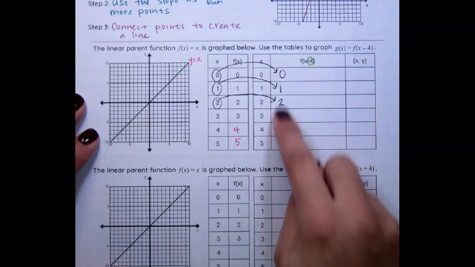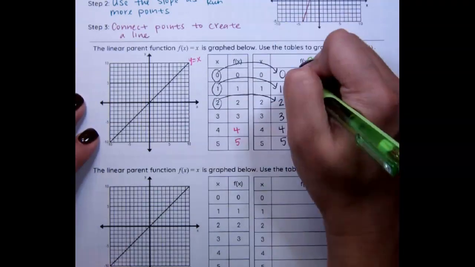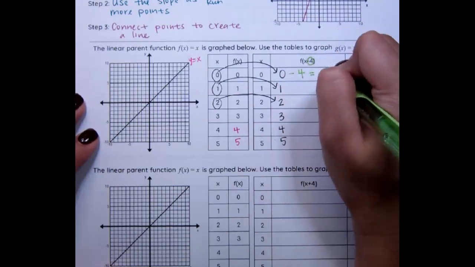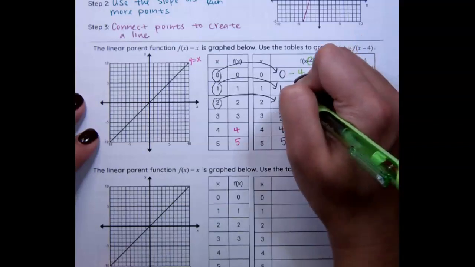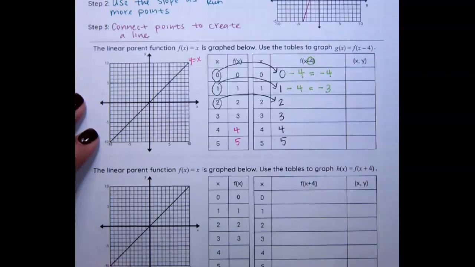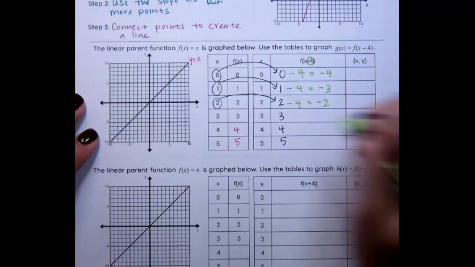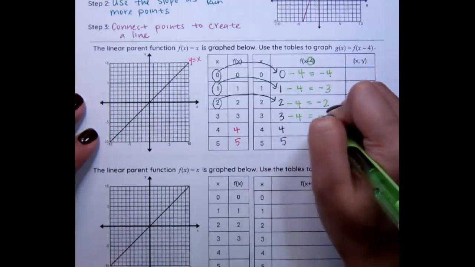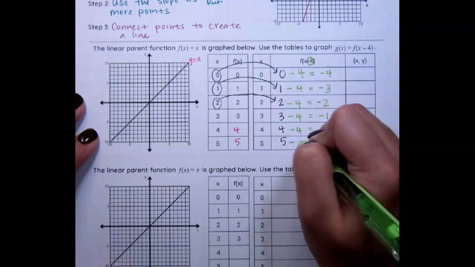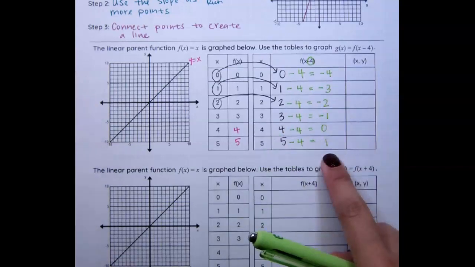So now to each of these x values, I am going to subtract 4. 0 minus 4 is negative 4. 1 minus 4 is negative 3. 2 minus 4 is negative 2. 3 minus 4 is negative 1. 4 minus 4 is 0. And 5 minus 4 is 1. These are now my new y values.